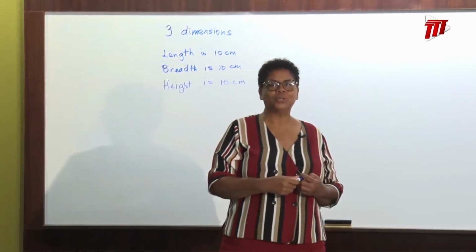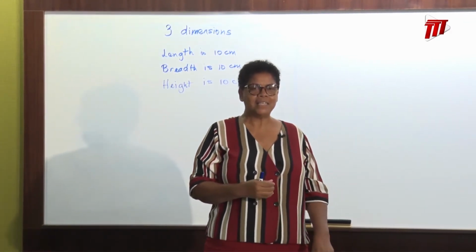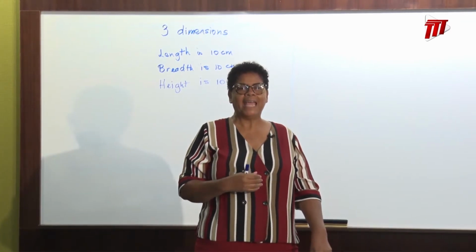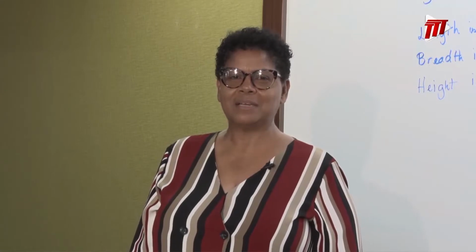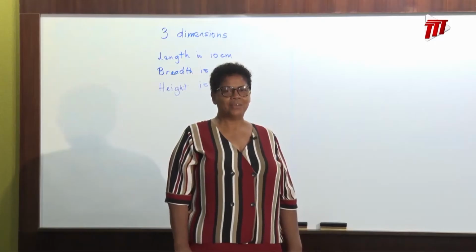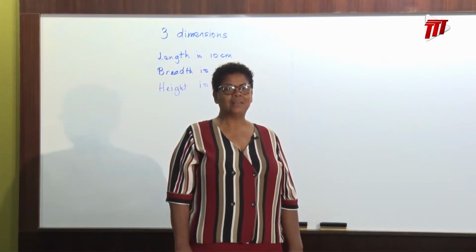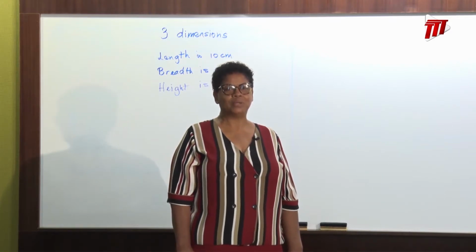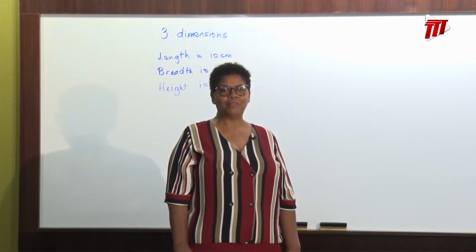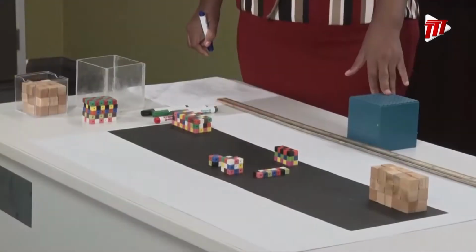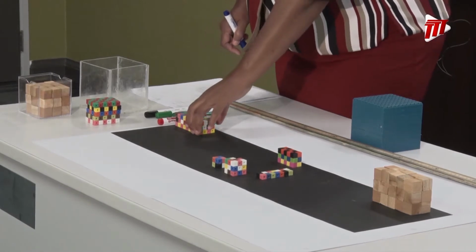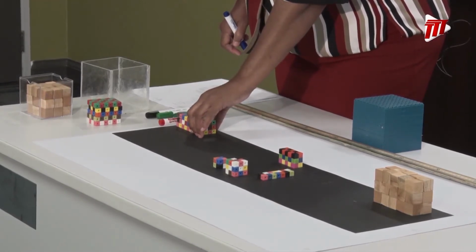I want you to look around your home and see if you can find any solids that have 3 dimensions. All of these objects occupy space, so we can measure the volume. And today, we are going to learn not only how to measure the volume, but how to solve problems involving volume. Now, on the table in front of me, I have what we call cuboids and cubes.